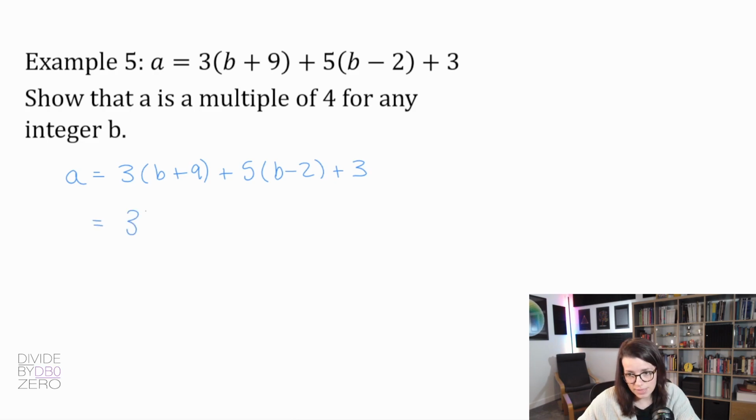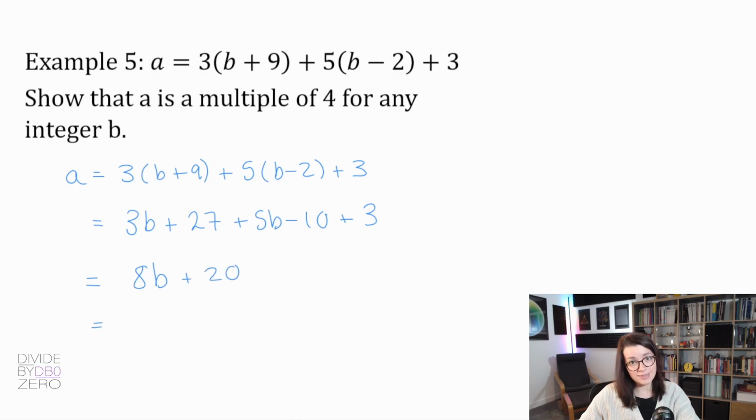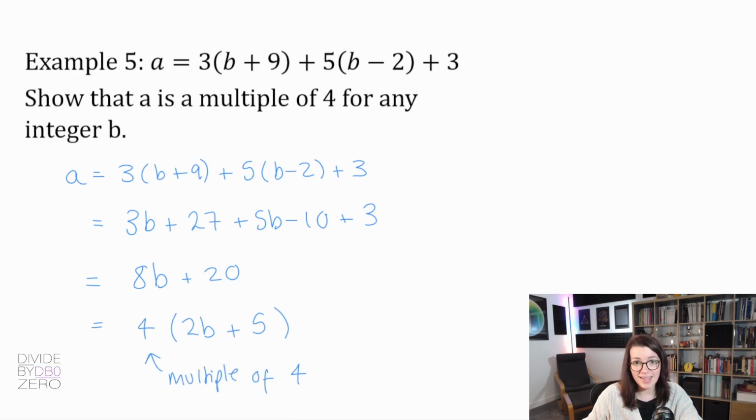So let's do it. 3b plus 27 plus 5b take away 10 plus 3. Tidying up, we've got 3b plus 5b, so 8b, 27 take away 10 plus 3, so 20. And then how do we show that this is a multiple of 4? Well, the trick is factorize out the 4. So bring a 4 on the outside, and then on the inside, you can put 2b plus 5. And this shows that it is in fact a multiple of 4. Because if you think about it, we're saying here that's 4 times anything inside that bracket, and 4 times anything is a multiple of 4.